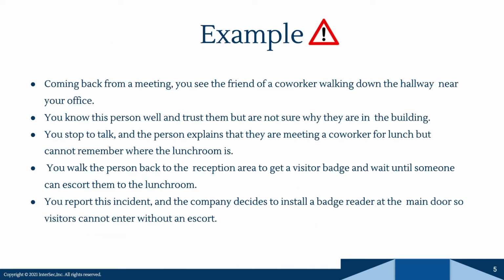Now that we've discussed the definitions behind PE.1.132, let's go over an example to see it in action. Coming back from a meeting, you see the friend of a coworker walking down the hallway near your office. You know this person well and trust them, but are not sure what they're doing in the building. You stop to talk and they explain that they're here for a meeting with a coworker, but can't remember where the lunchroom is. You walk the person back to the reception area, get them a visitor badge, and wait until someone can escort them. You end up reporting this incident, and the company decides to install badge readers at the main door so visitors can't enter without an escort.